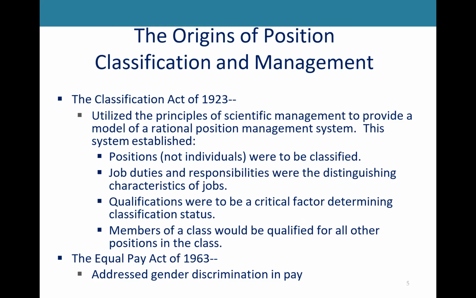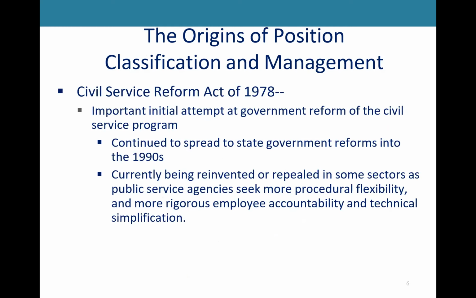As we discussed last week, the Equal Pay Act of 1963 addressed gender discrimination in pay, was intended to try and make sure that we were paying people equal pay for equal work. In last week's video, we spent a good bit of time talking about the Civil Service Reform Act in 1978 that also had a profound impact upon our position management, position classification system at the federal level of government. We talked about the Civil Service Reform Act as creating all these different institutions, such as the Office of Personnel Management, the Merit Systems Protection Board, the Office of Special Counsel, the Federal Labor Relations Authority, and the Senior Executive Service.